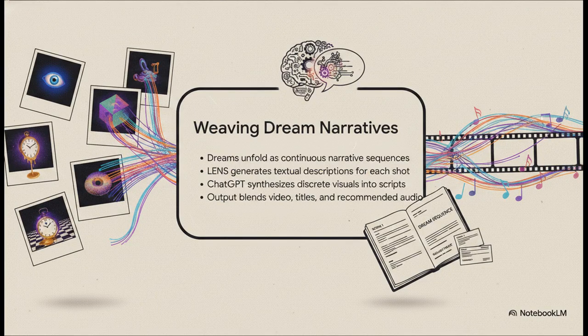But as you know, our dreams aren't just a slideshow of static images, right? They're continuous stories, usually featuring a fascinating cast of characters doing the most bizarre things. So the researchers bring in large language models to act as the ultimate dream interpreters. First, an AI called Lens generates text descriptions for each decoded dream frame.